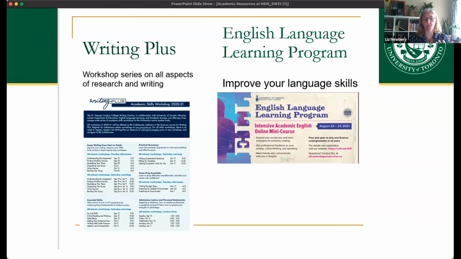So just to close, the Writing Center and other writing programs are really always here to help you through any of these transitions that you'll be facing.